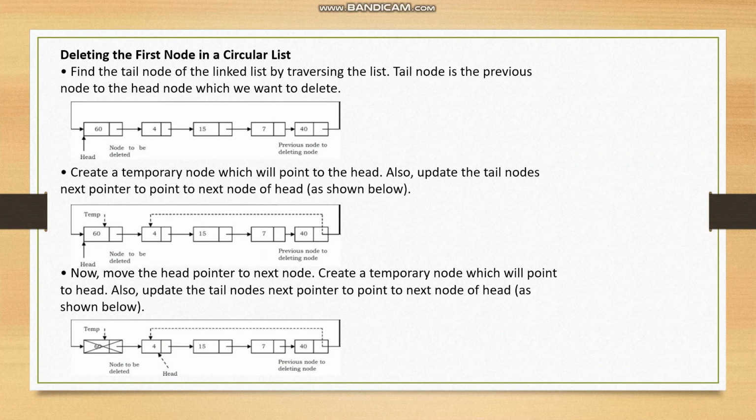Deleting the first node in a circular linked list. We will have to find the last node of the circular linked list. As we found the last node, we will point the next of the last node to the next of the head here, and the head's next will point to null here, and we will update our head to the second node, because the first node we have to delete. Now it's released, so we can delete that node.